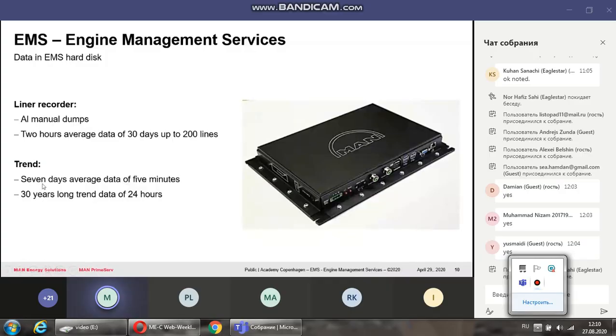Okay. Now, the trend analysis, if you want to take a trend, how does it go? It goes to 7 days average data of 5 minutes, or 30 years long data of 24 hours. It also gives you 24 hours data for a 30 year period of time. So which means if your engine is sailing for 30 years, you can have a long trend data of 24 hours. So that is what it means.